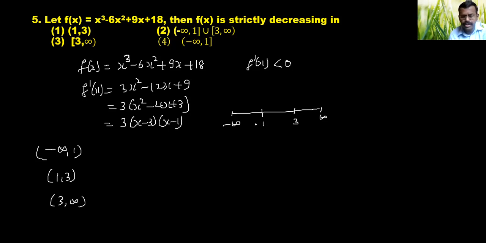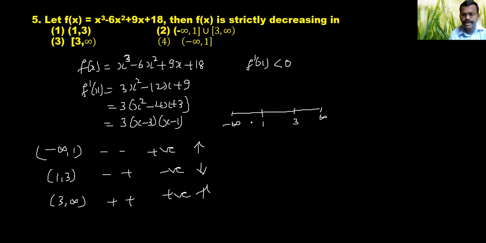Okay. When it is below 1, take 0. If I put 0, what do you get here? Negative, negative, totally positive. The sign is negative into negative. Totally we get positive. Positive means the function is increasing. Okay, if I take between 1 and 3, take for example 2. 2 minus 3 is negative and 2 minus 1 is positive. Totally we get negative. The function is decreasing. And 3 to infinity means above 3, that is 4. So 4 minus 3 is positive and 4 minus 1 is positive. Totally we get positive, the function is increasing.